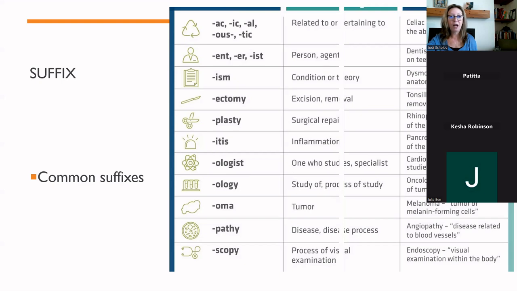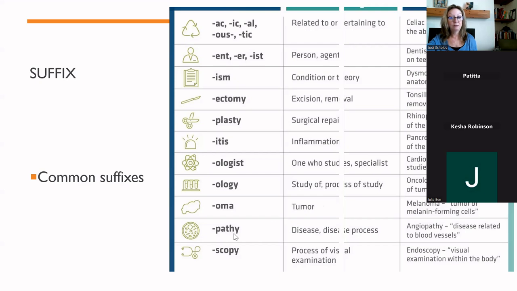Biologist studies biology. And ology, the study of, remember from before? So oncology, the study of tumors. Oma, tumor. Melanoma, skin. So skin cancer is called melanoma. Melanin is in the skin, and a tumor of the melanin-forming cells. So a tumor of the skin, melanoma. Skin cancer, a skin tumor.